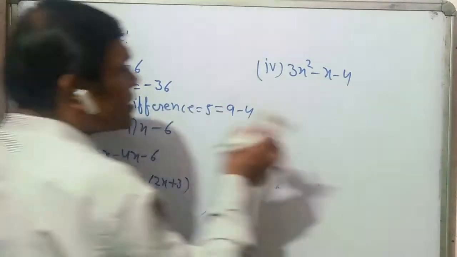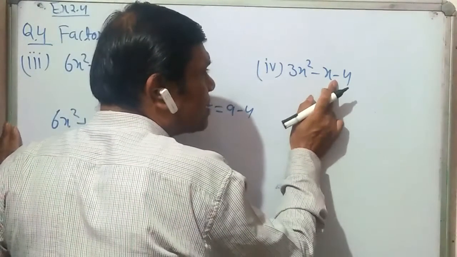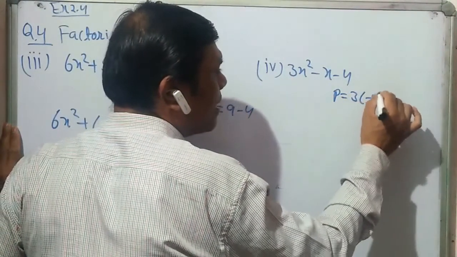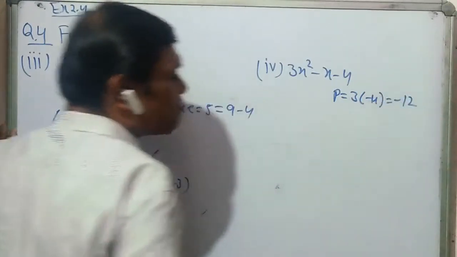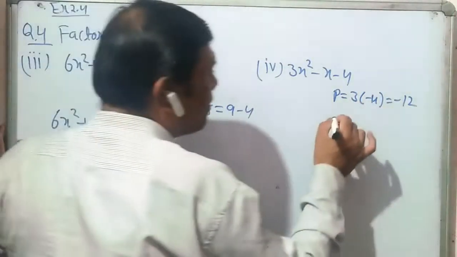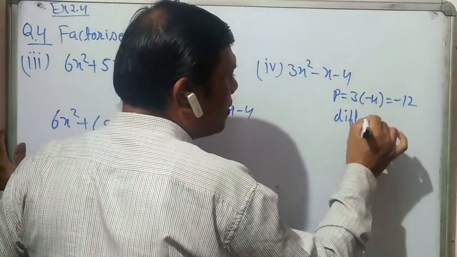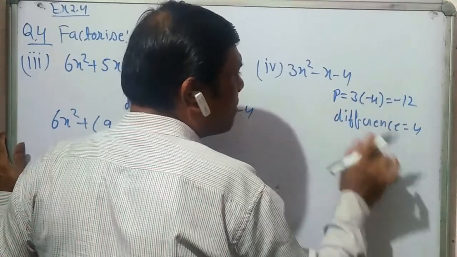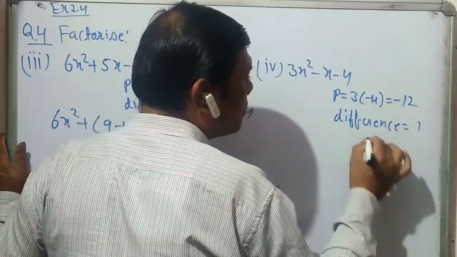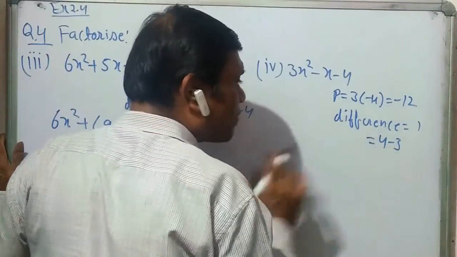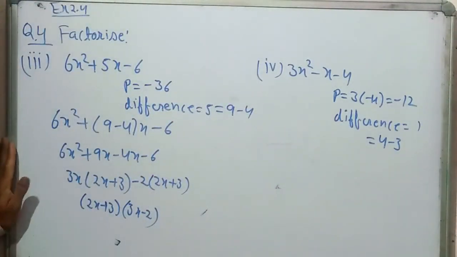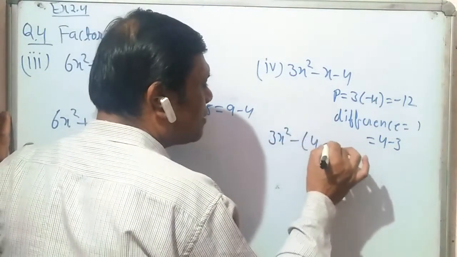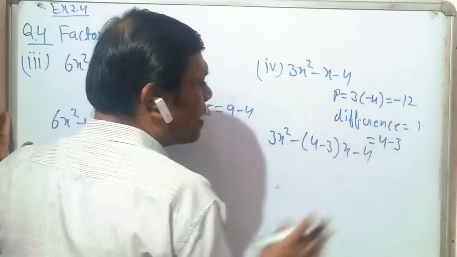Right? In this case again, fourth part, we see the last term is negative with the first positive. So the product is 3 multiplied by minus 4, that is minus 12. And we have to get the difference as 1. We have the numbers here only. 4 minus 3 is 1. And 4 into 3 is 12. So we split this as 3x square minus 4x plus 3x minus 4.